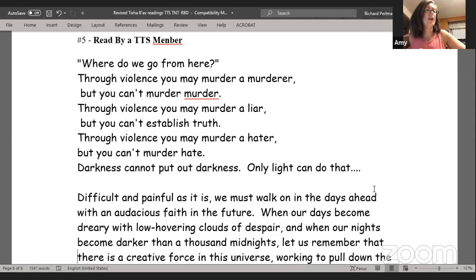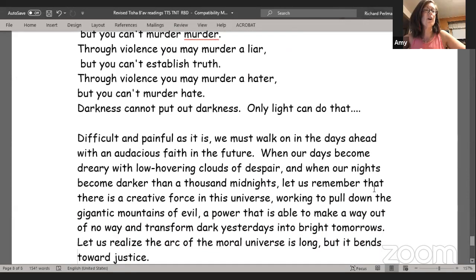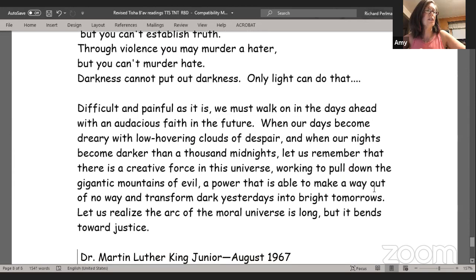Through violence, you may murder a murderer, but you can't murder murder. Through violence, you may murder a liar, but you can't establish truth. Through violence, you may murder a hater, but you can't murder hate. Darkness cannot put out darkness. Only light can do that.